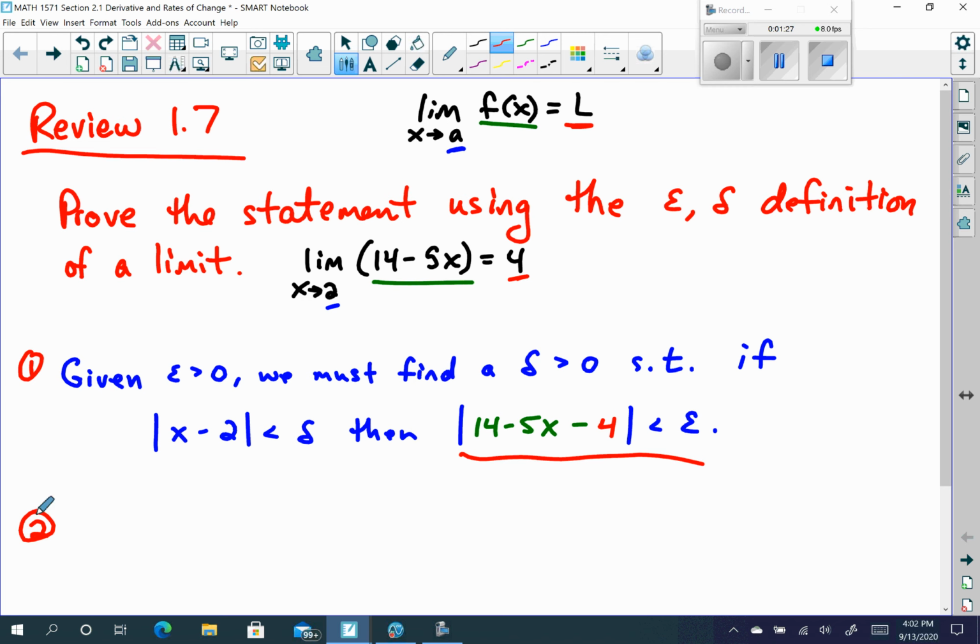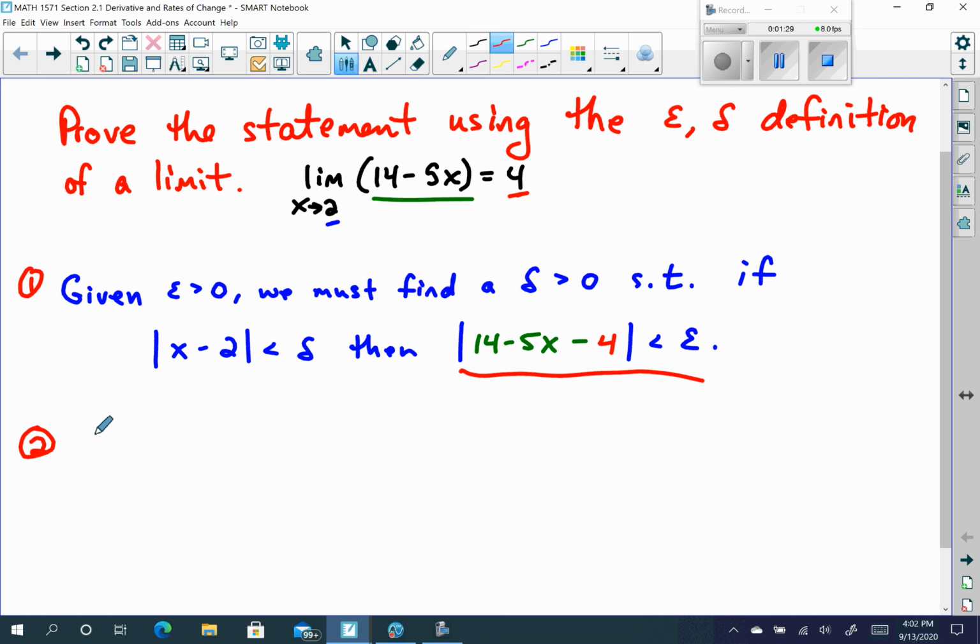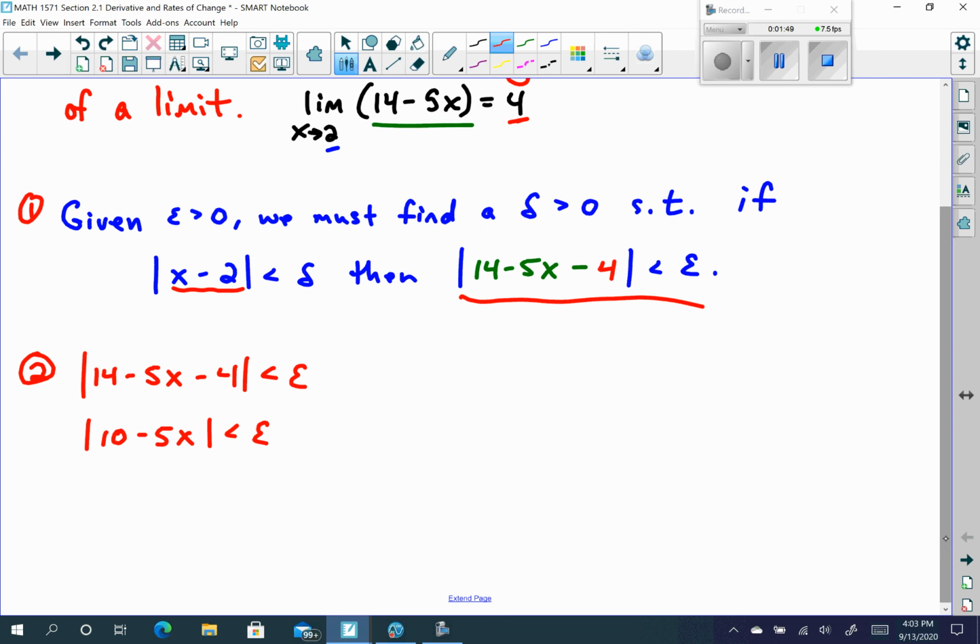Step 2 is to start with the epsilon inequality and just simplify it, because we want to get it to look like x minus 2. So we'll see if that happens. We'll have the absolute value of 14 minus 5x minus 4 less than epsilon. Combining like terms here, we get 10 minus 5x. Now remember, one way to do this, we don't have fractions so we don't have to worry about that, is we want to try to factor. But I wanted to have the x term first, so because this is kind of backwards, let's go ahead and switch the terms.